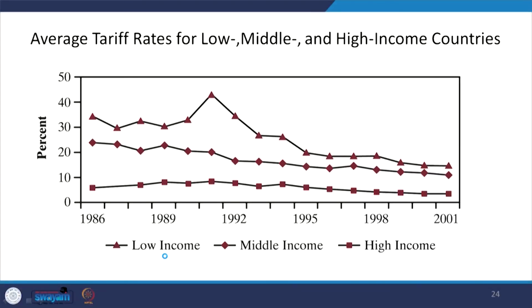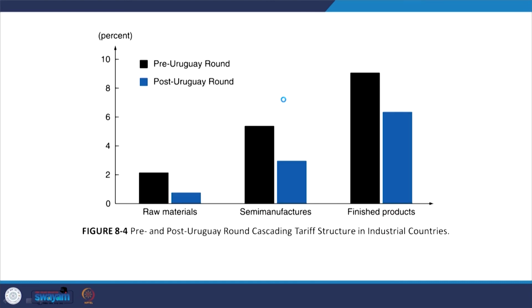Now, if you check a different book, you will find tariff lines showing a constant fall over time. The triangle line is for low income countries, this lower one is for high income countries, and this middle one is for middle income countries, showing the average tariff. So, on average, low income countries have higher tariff lines as compared to high income countries.